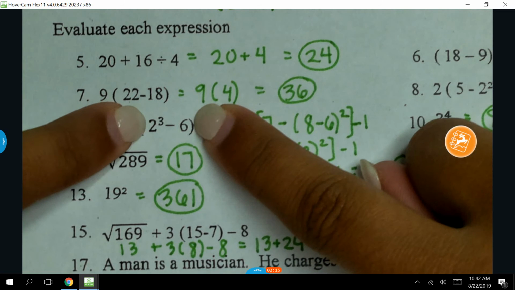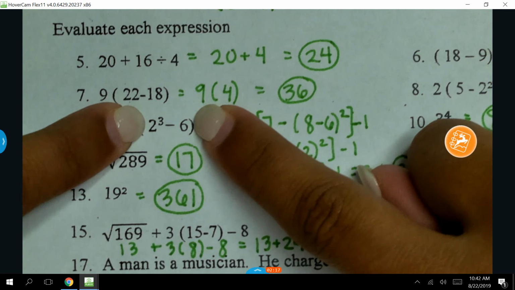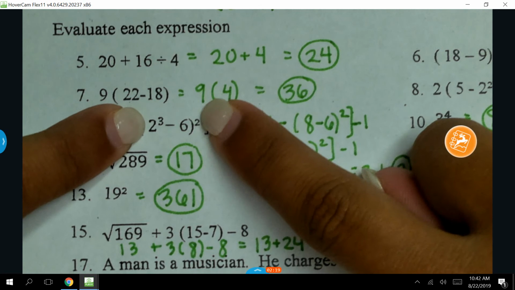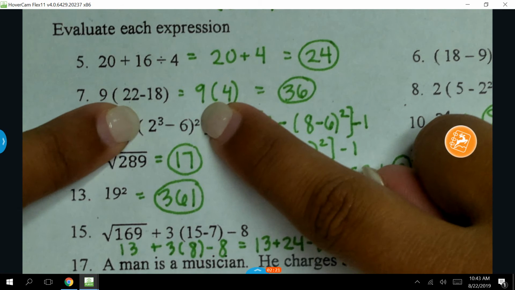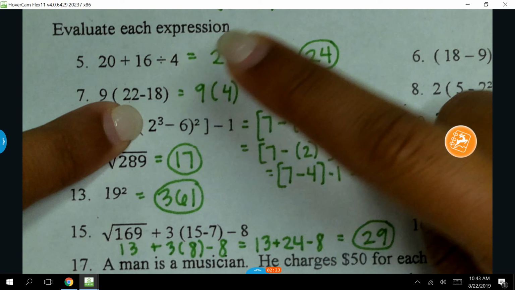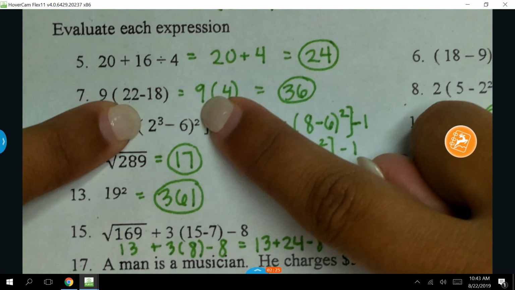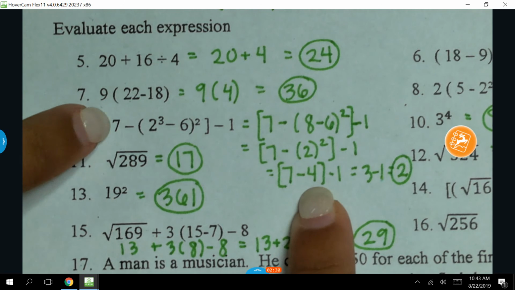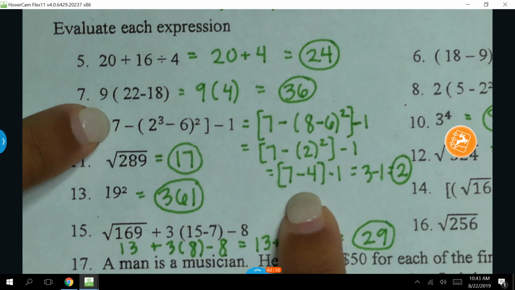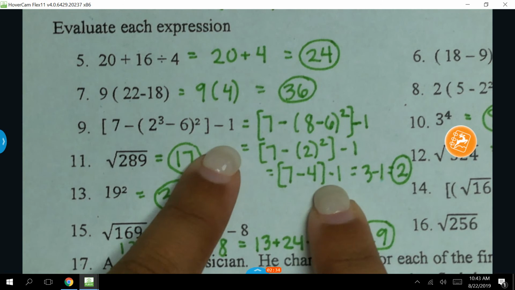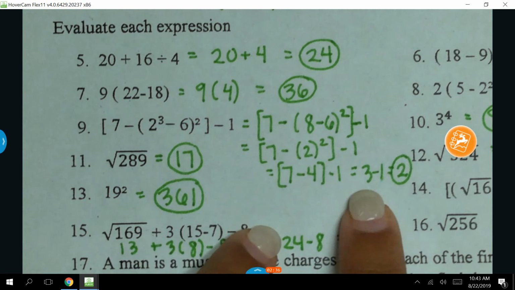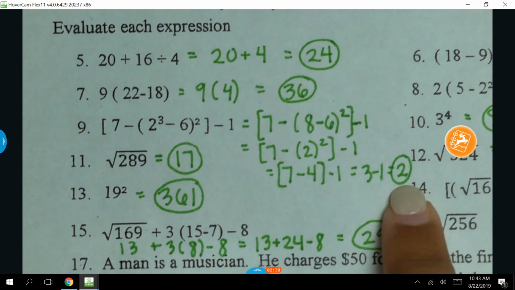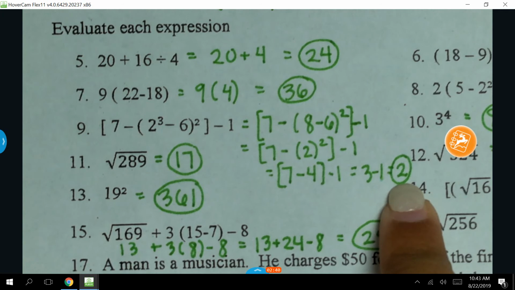So 2 cubed, which is 8. 8 minus 6 would give you 2. And then you can't forget about that little exponent out front, or outside of it. So 2 to the 4th power, or 2 to the 2nd power, sorry, which gives you 4. And then you still have that 7 minus 4, and then minus 1 on the outside of the bracket. So 7 minus 4 first gives you 3. 3 minus 1 gives you your answer of 2. We all get that? Okay.